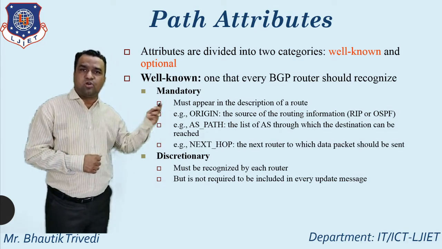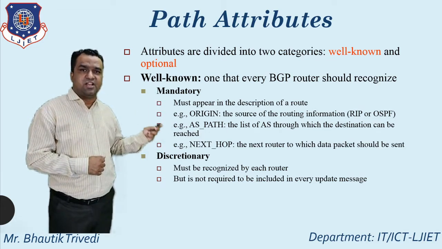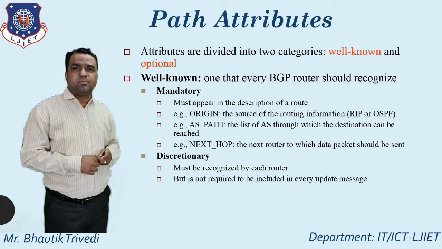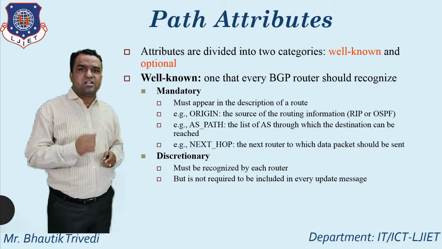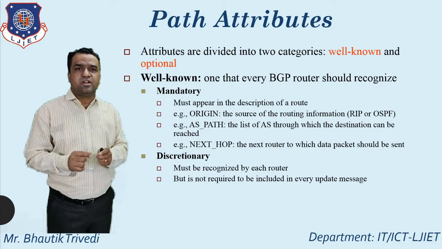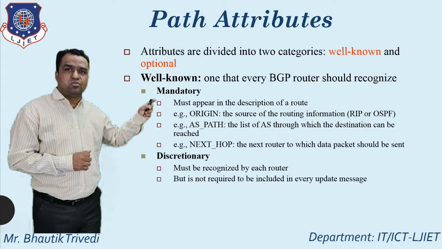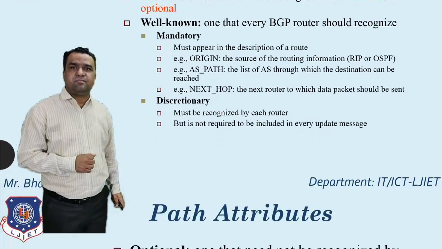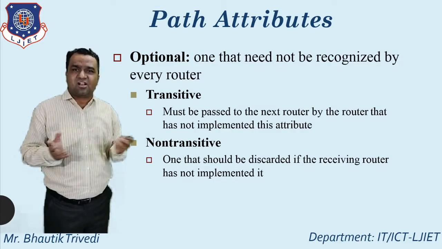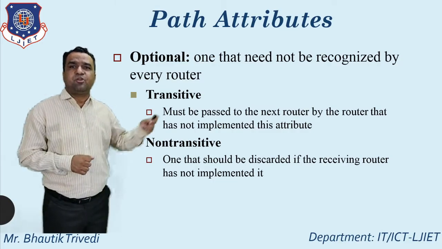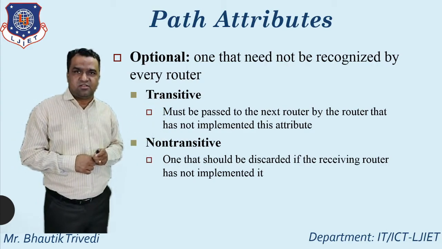Here three important points you already know: one is the origin, second is the path, third is the next hop. Discretionary must be recognized by each router, but it is not required to be included in every update message. So well-known is divided into mandatory and discretionary. And optional means what? It need not be recognized by every router. It supports two options: one is transitive, the second is non-transitive.